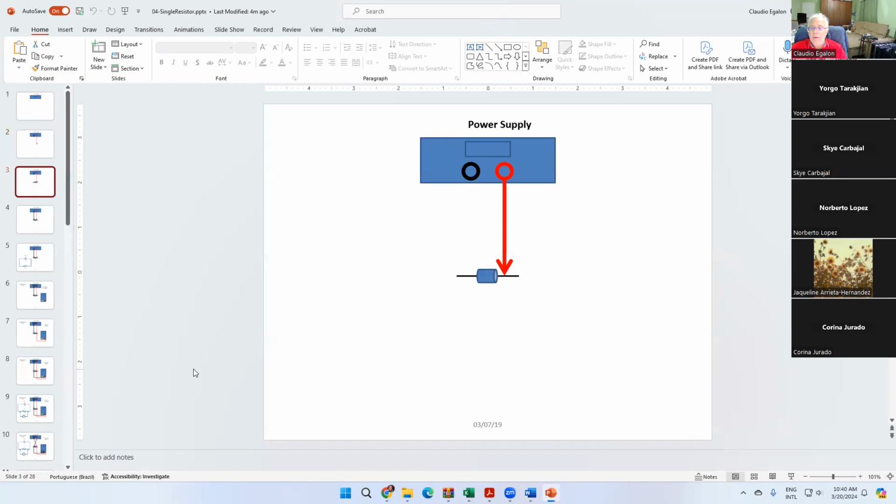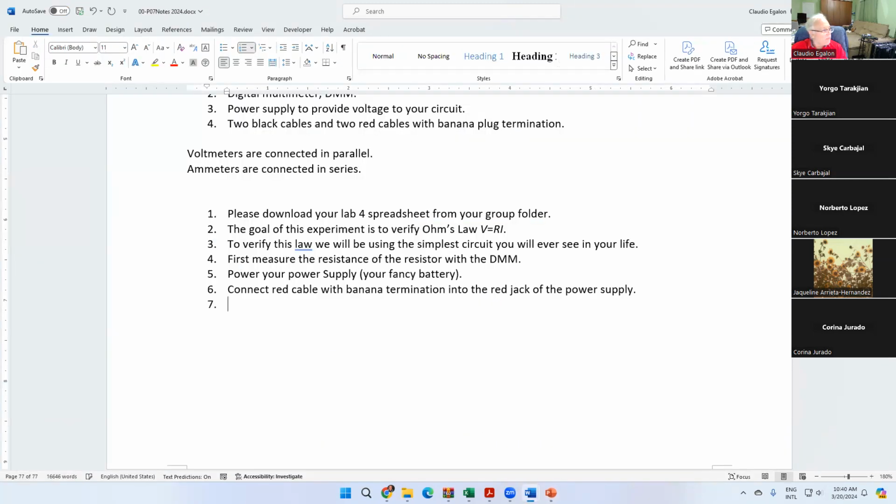Next, connect the other end of the red cable to the resistor using an alligator jack.